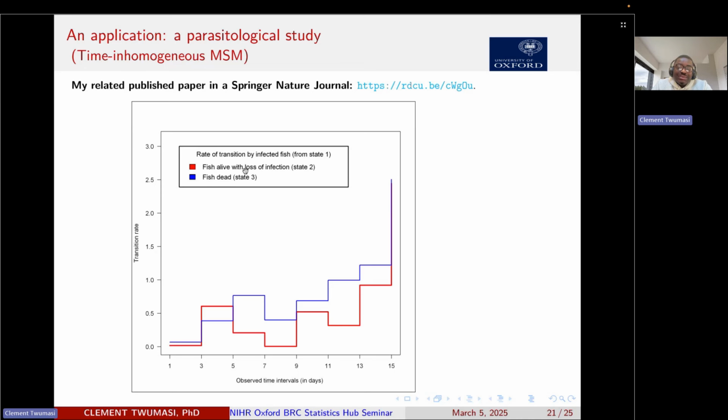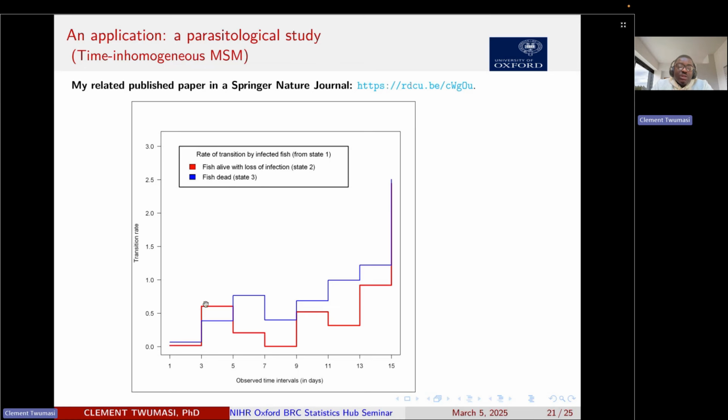So if you look at this example, when we're talking about the time-inhomogeneous case, there were three states in that paper. State one was an individual host, in this case a fish, infected but alive, and there were instances where they were alive without the infection, and there were instances where they were dead. So there was a dead state basically.